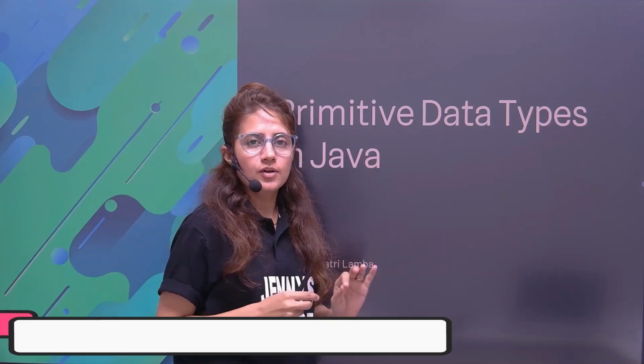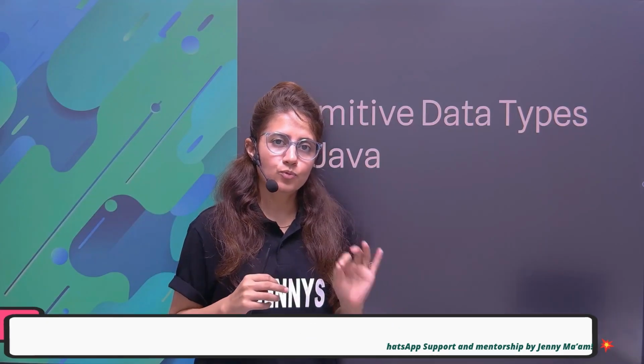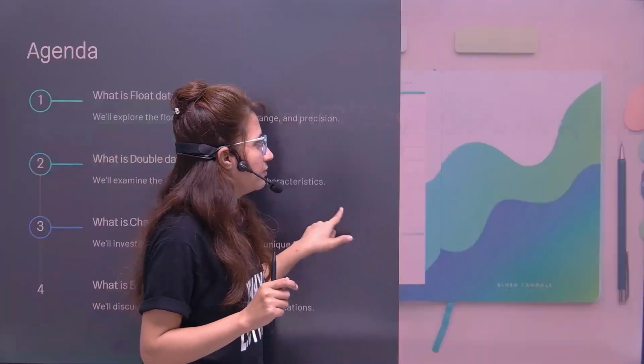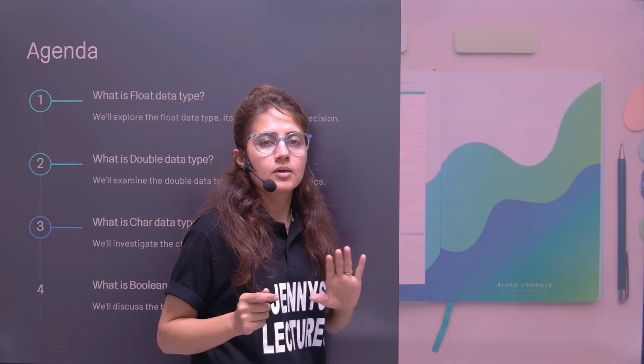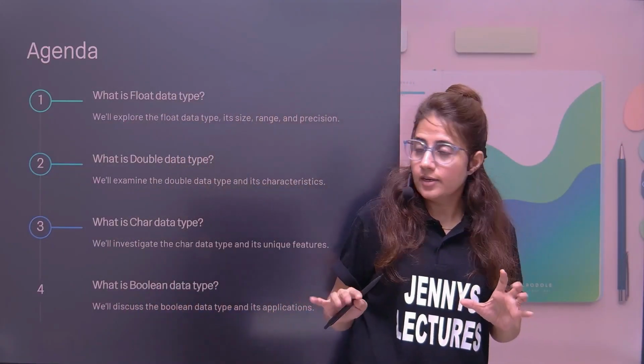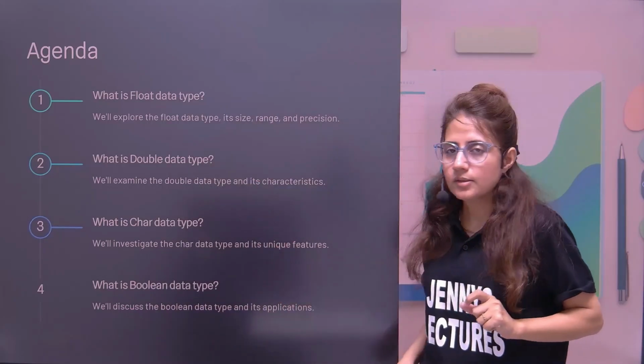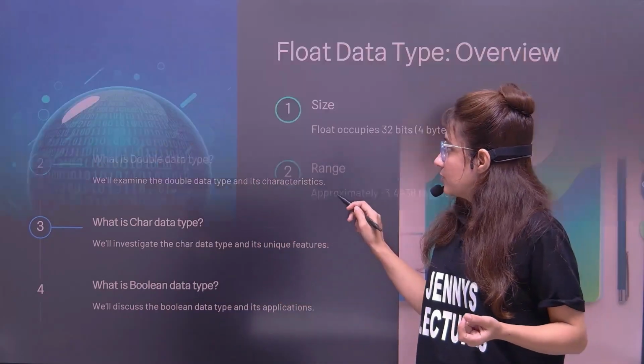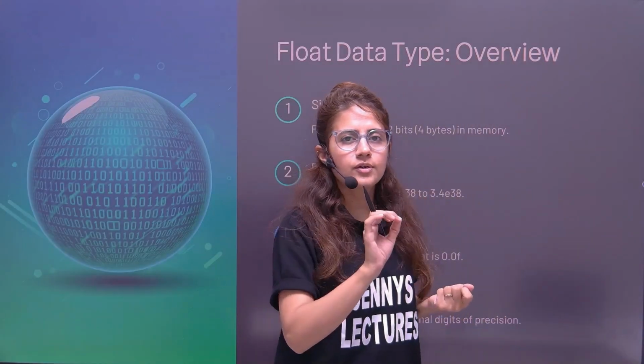So, in the previous lecture, we have seen four fundamental data types or primitive data types in Java, that is byte, short, int, long. Now, we are left with four more data types, that is float, double, char, and boolean. So, those remaining primitive data types we'll be discussing in this lecture, right? What is float, double, char, and boolean? So let's first start with float data type.